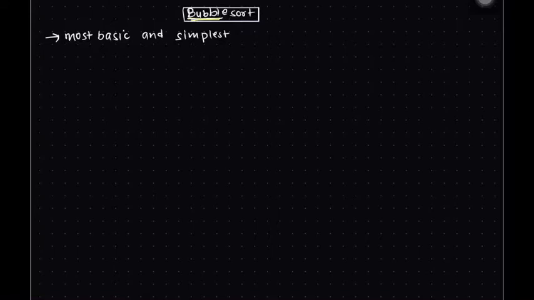Hello, today we will be talking about bubble sort algorithm. Bubble sort is one of the most basic and simplest sorting algorithms. So let's look at how bubble sort works.